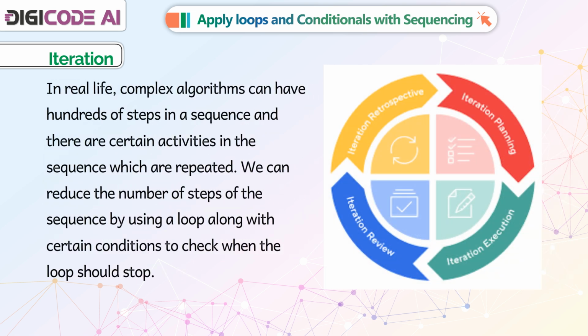In real life, complex algorithms can have hundreds of steps in a sequence, and there are certain activities in the sequence which are repeated. We can reduce the number of steps of sequence by using a loop along with certain conditions to check when the loop should stop.